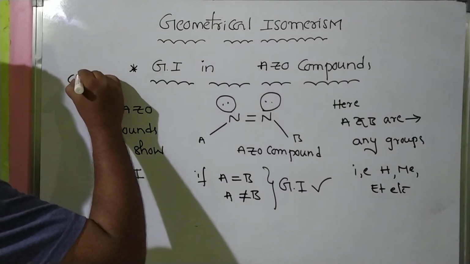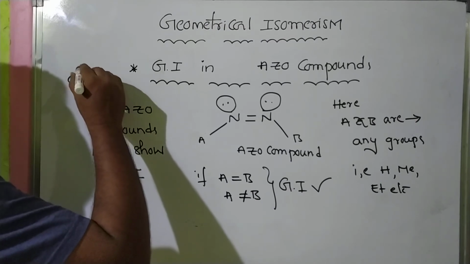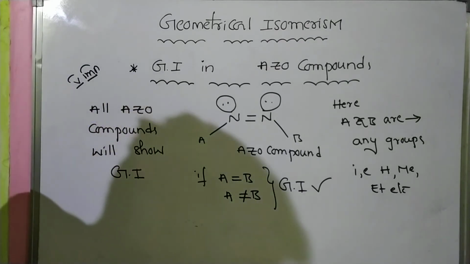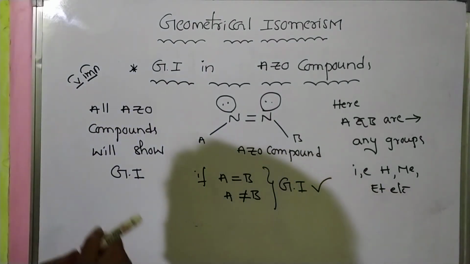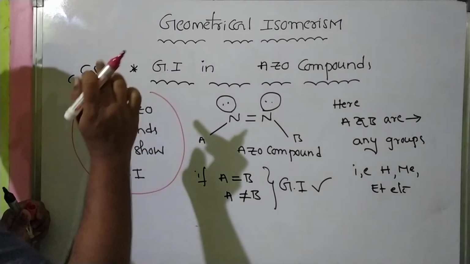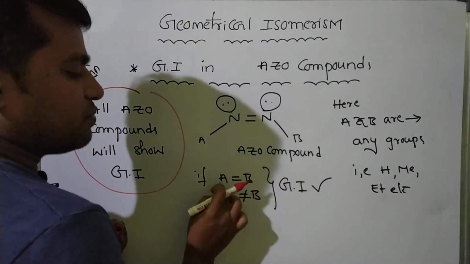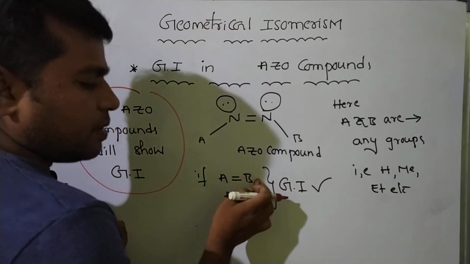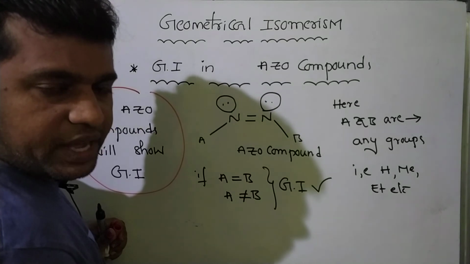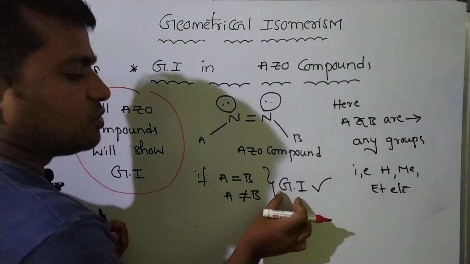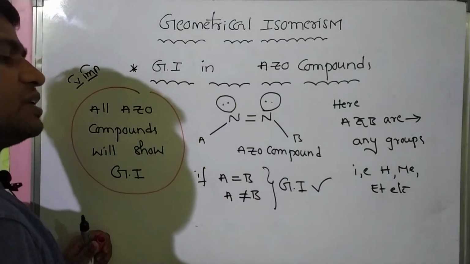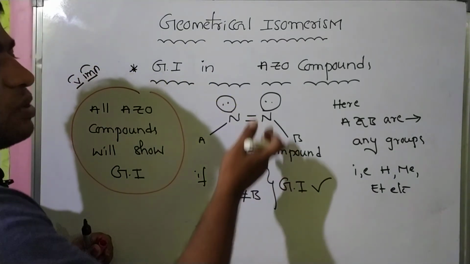Very important point for NEET. This is the special case in geometrical isomerism. All azo compounds, irrespective of the A and B groups, whether A and B are equal or not equal, every azo compound will exhibit geometrical isomerism. Please note.